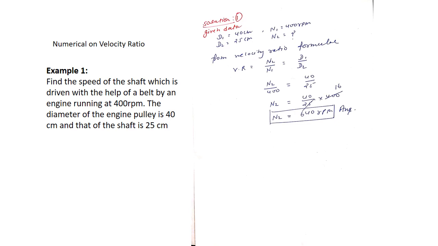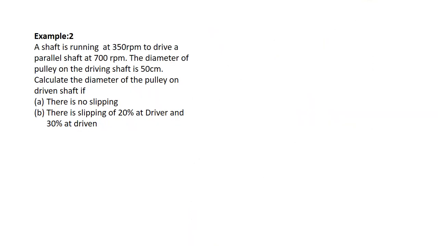Now we are moving to the second problem. A shaft is running at 350 rpm to drive a parallel shaft at 700 rpm. The diameter of the pulley on the driving shaft is 50 centimeter. Then calculate the diameter of the pulley on the driven shaft if there is no slipping, and if there is slipping of 20% at the driver and 30% at the driven shaft.